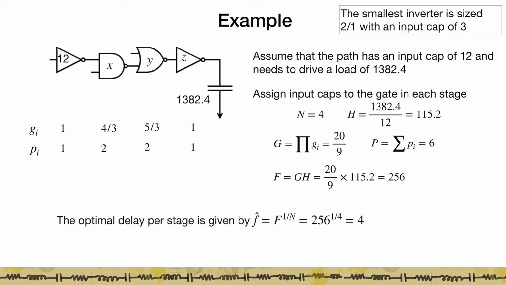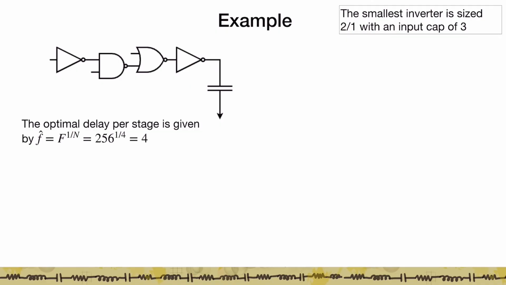And now we have 4 stages in this path. So the optimal effort delay per stage is given by the path effort to the power of 1/4, or 4. So 4 is the optimal effort delay per stage in this particular data path. Now that we have the optimal effort delay, we can go back and start calculating the sizes of the various gates. So let's start with the last stage.